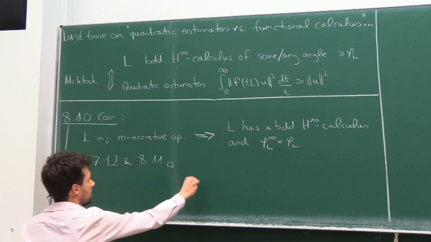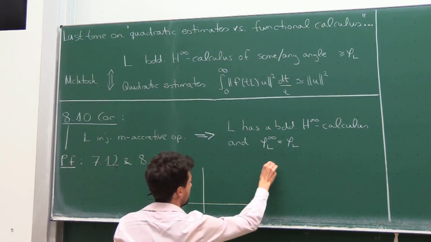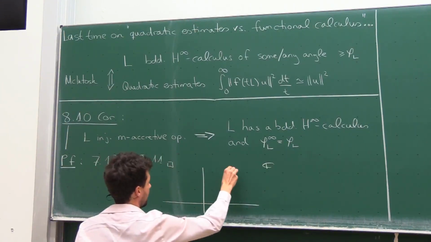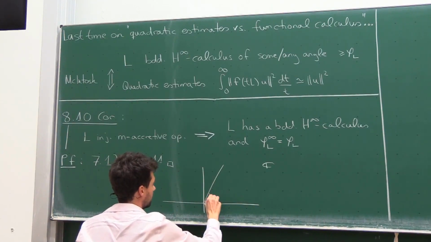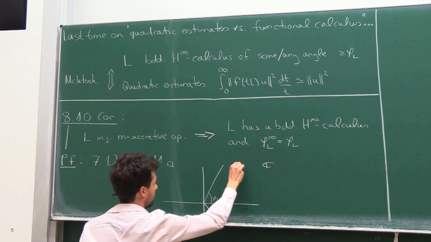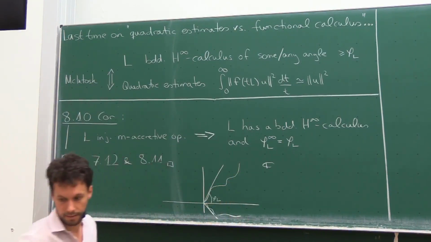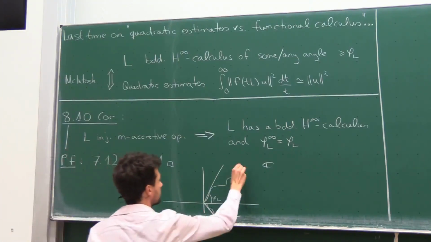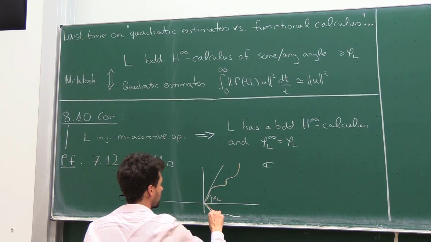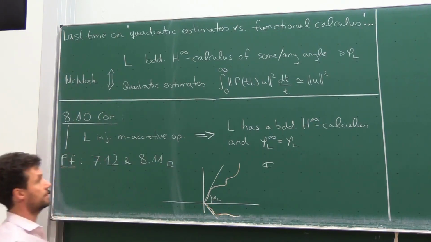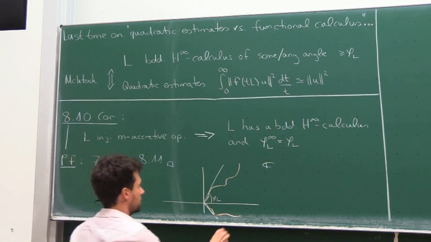Okay, so the image you should have in mind is that here's the complex plane, and then there's a sector opening of angle phi of L, with the spectrum of this operator somehow sitting inside. So this is the spectrum of the operator in case the angle of sectoriality is less than pi over 2. Okay, so this is the spectrum.